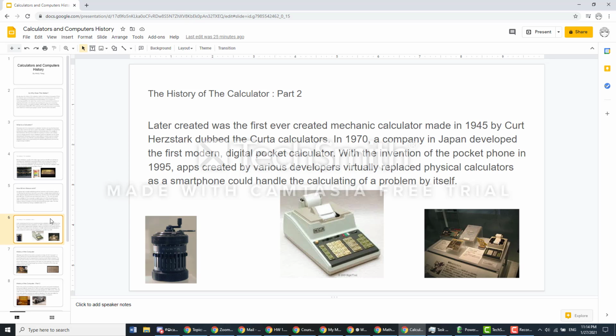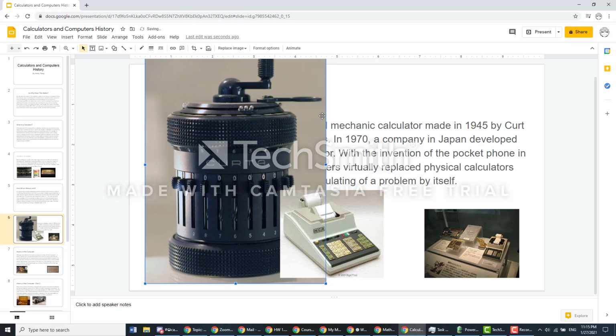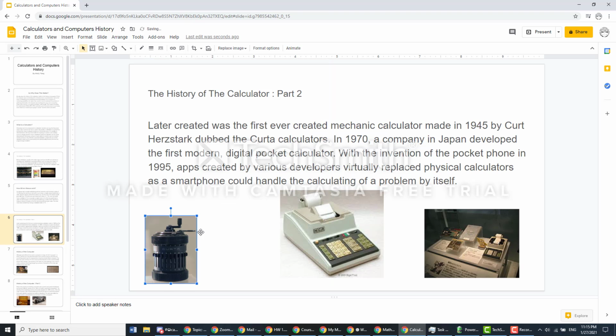Basically, Konrad Zuse in 1945 made a calculator. This thing right here looks weird. It really does. I don't know how it works. It probably works by flicking these switches. I didn't look at a video on how it works.